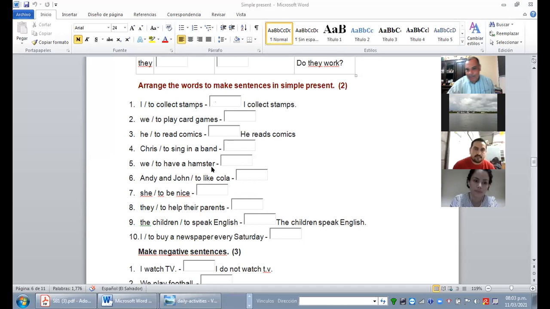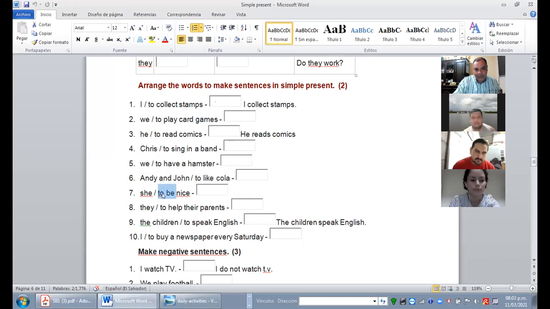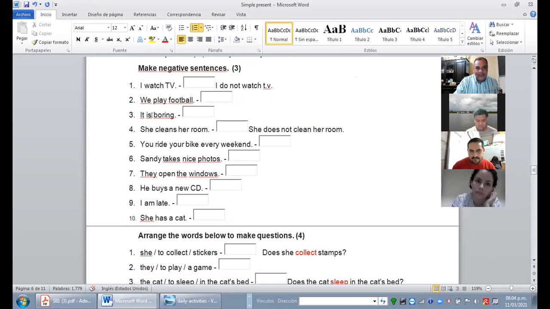Now, any verb, cualquier verbo, excepto uno, the verb to be, you are going to use do and does, okay? But with the verb to be, you use am, are, and is. For example, here you need to use the verb to be. So what are you going to use? The verb to be that corresponds to this pronoun. So you say, she is nice. Because the verb to be is the only verb that doesn't need an auxiliary. The verb to be is its own auxiliary. Is that clear? Yeah.